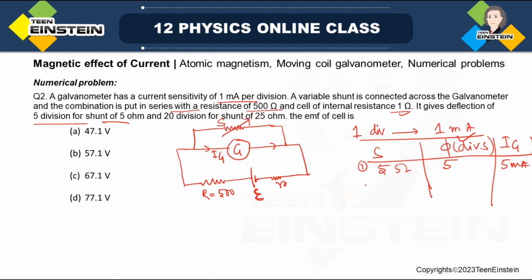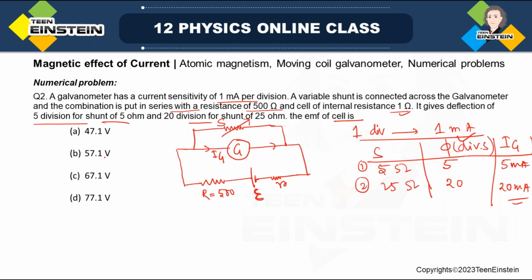Second observation, this is the first observation. The second observation says, when the shunt is 25 ohm, then 20 divisions of deflection is being seen. That means 20 milliampere is the current. Per division 1 milliampere, so 20 divisions, 20 milliampere. So this is actually the observation. Now the question is, what is the EMF of the cell?